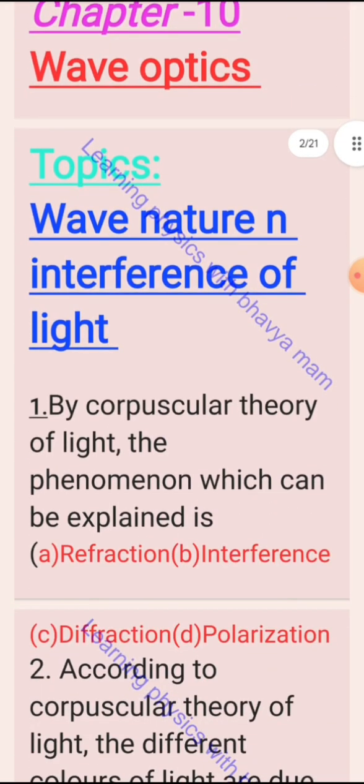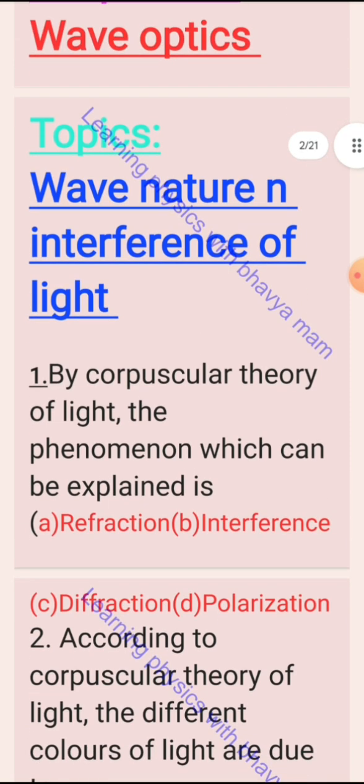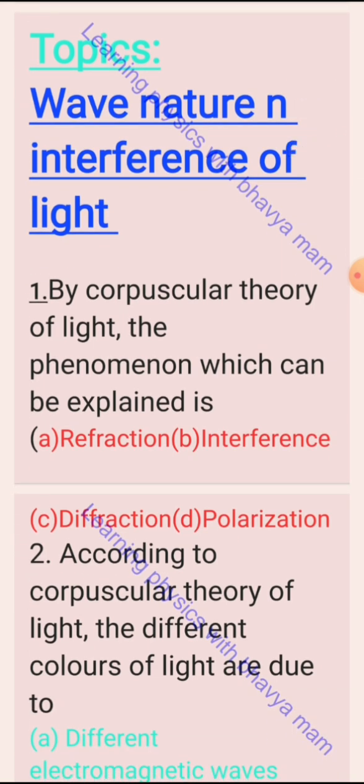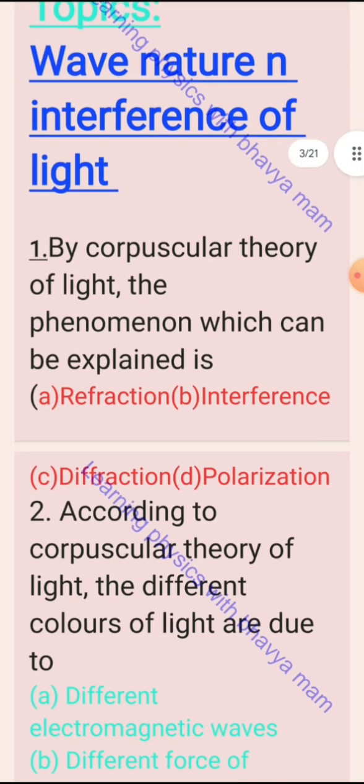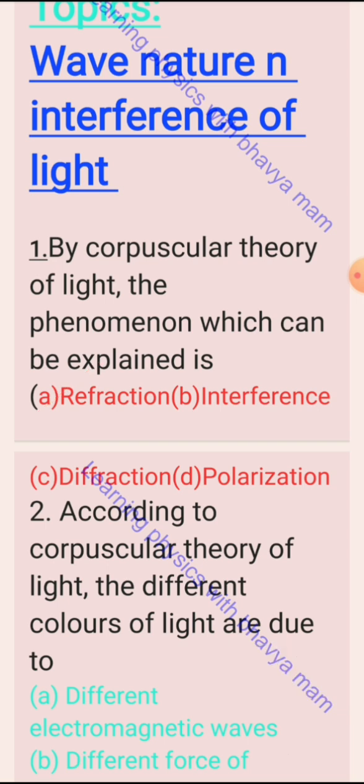Now, let us start. The topics of wave optics are wave nature and interference of light. The first question is, by corpuscular theory of light, the phenomenon which can be explained is. Newton proposed this corpuscular theory of light. From this theory, we can explain refraction. So the option is the first one, A, refraction. Because interference, diffraction and polarization could not be explained by corpuscular theory.